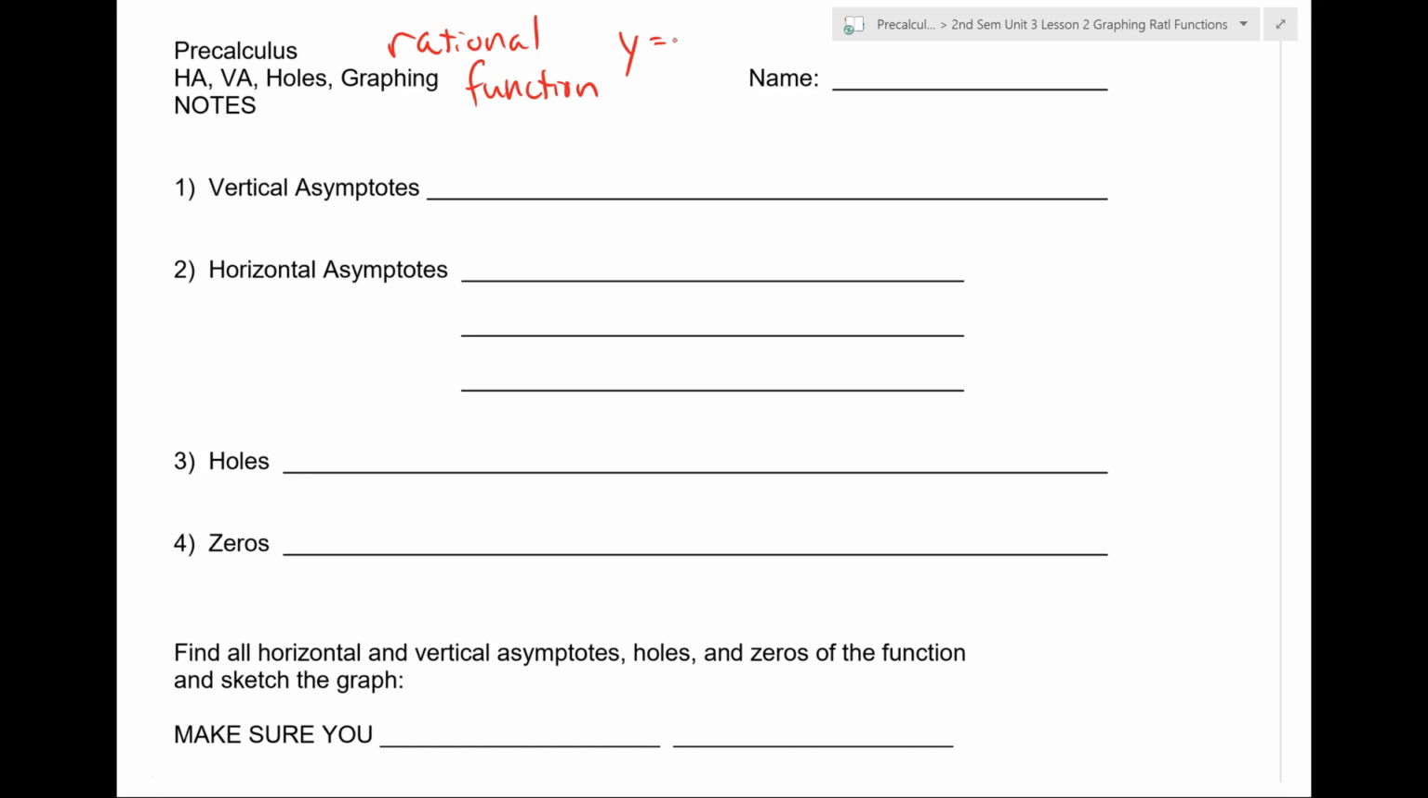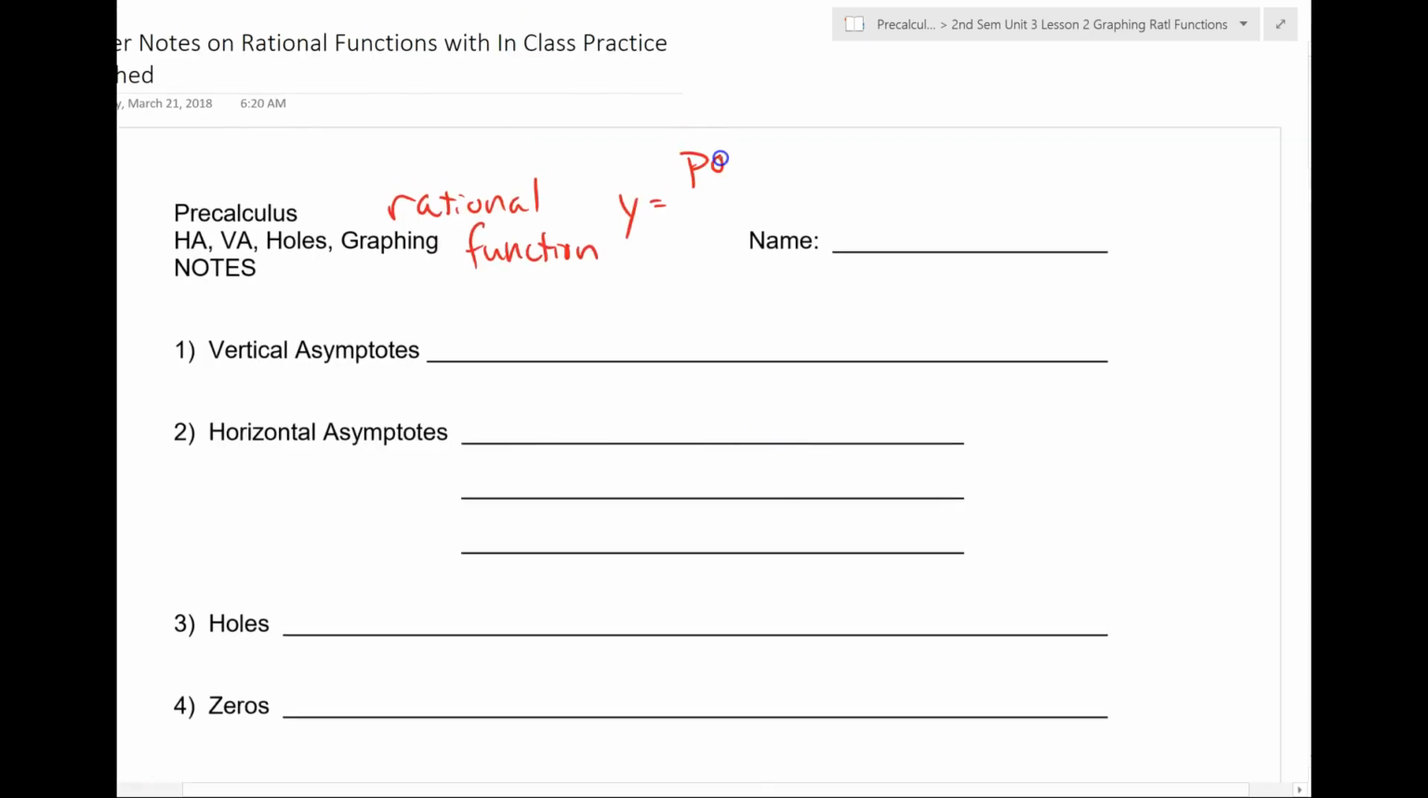Okay. It's a fraction. No, it really is. It's just a fraction, but it's a polynomial over a polynomial. So basically, think of it like this. It's a polynomial function over a polynomial function. So that means you're going to have variables top and bottom, and so we have to treat things a little bit differently.